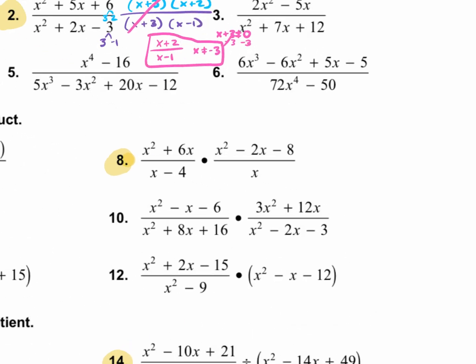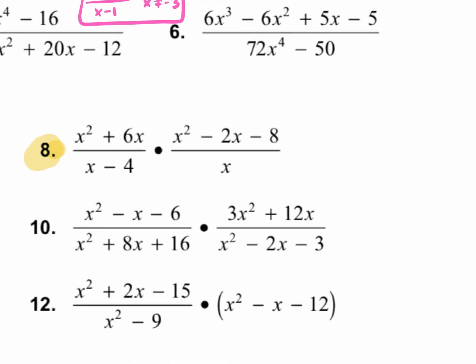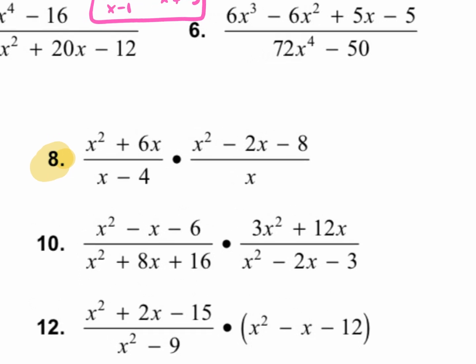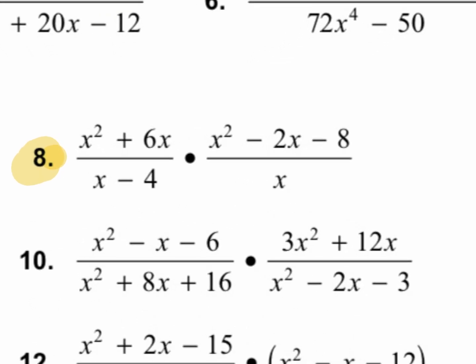Let's look at number 8. So here we are multiplying. What's the first thing we should do? Step 1, always for these types of questions, what do? Factor. So the top left, let's start here. We're just going to factor one thing at a time. How do I factor the top left? Anybody?